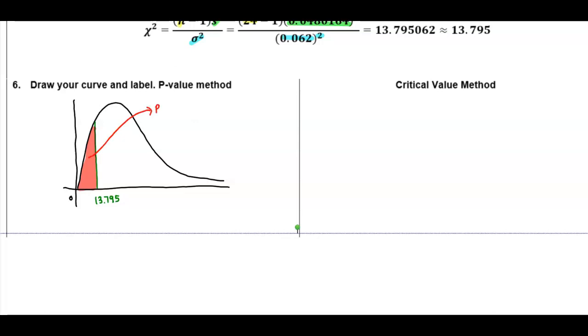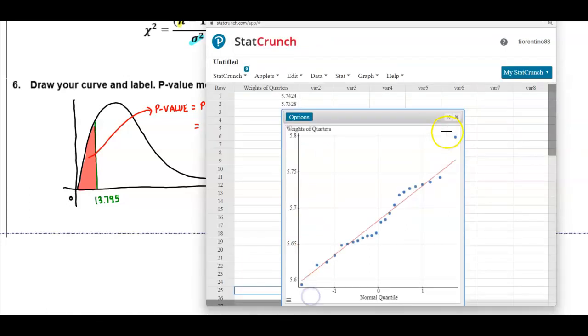So the p-value is going to equal the probability of the chi-square test statistic being less than 13.795. So we're going to use StatCrunch to find that. So let's go ahead and now open up StatCrunch.